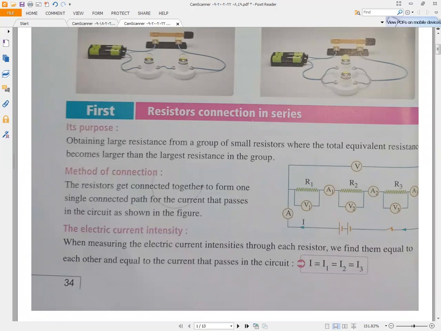Again, when we connect the resistances in series, the reading of the ammeter is the same and doesn't change in the series resistors, but the reading of the voltmeter differs for each one according to their values. Okay. Right.